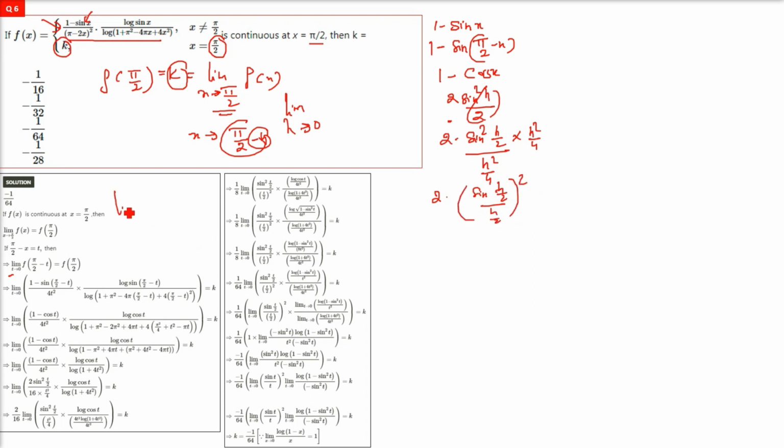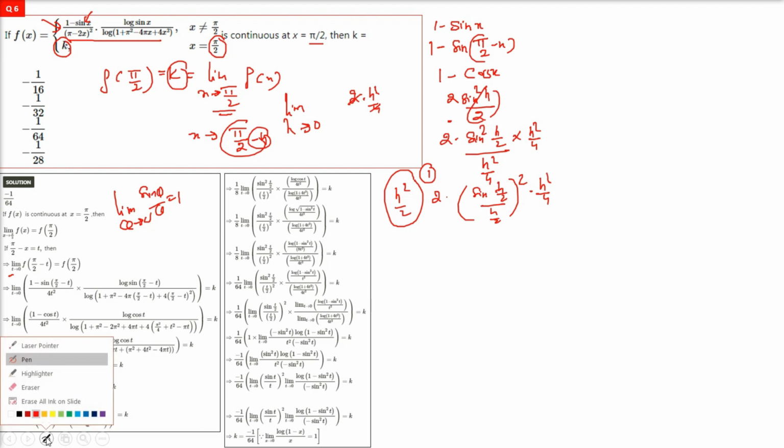So let me remind you again: limit theta tends to 0, sin theta by theta is 1. This is all going to be 1 and multiplied by h square by 4. So 2 into h square by 4, the 2 gets cancelled, and you get h square by 2. So please remember what all terms are giving you. The first term is giving you h square by 2.